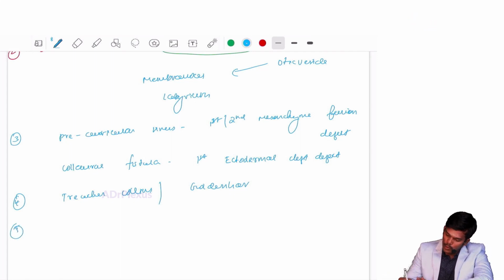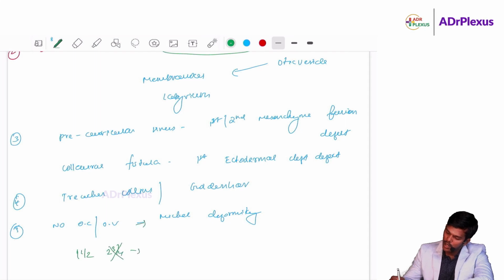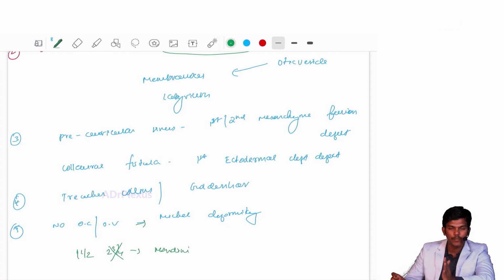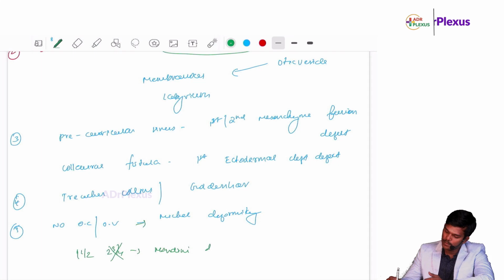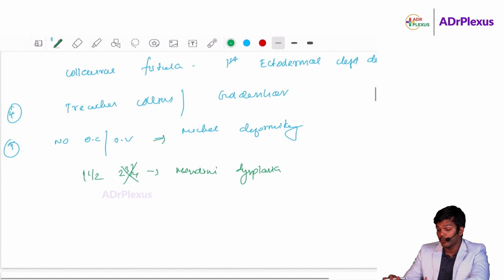Then no otic capsule and no otic vesicle, it is Michel deformity. Only 1.5 turns formed, not 2.5 or 3.5 turns, it is Mondini's deformity. So one is very severe, the other is very mild. In between we'll have Bing-Siebenmann, Scheibe, and Alexander, which you should remember. So Mondini's dysplasia. Okay, so that's all about the developmental problems.